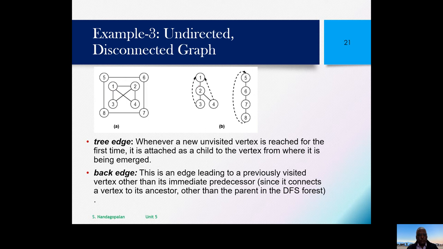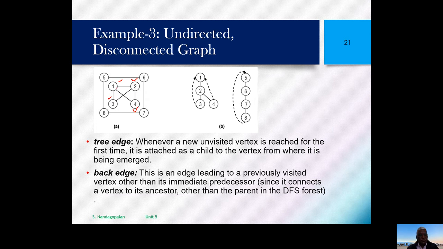From one, I go to two, the thick edges. Then from two, I go to three. You can see here, go to three. So one is visited, two is visited, three is visited. Now, adjacent to three, I have one and two, both are visited. So I go back to two, and then the unvisited one is four. So from two, I have again four. So this is one tree, the DFS tree I got.